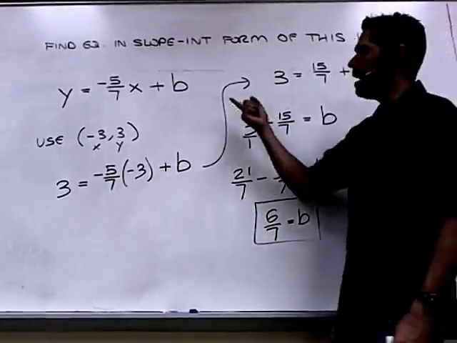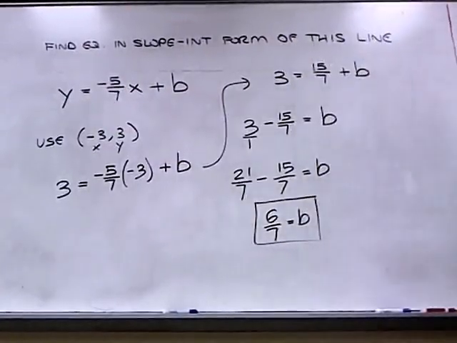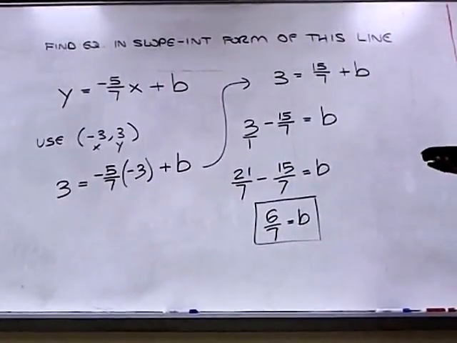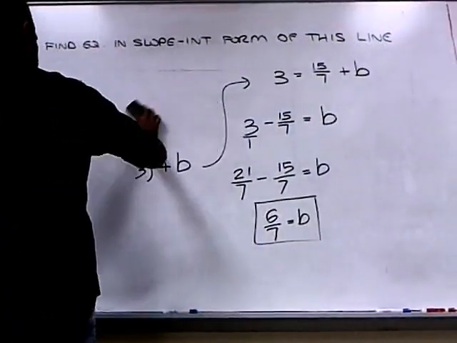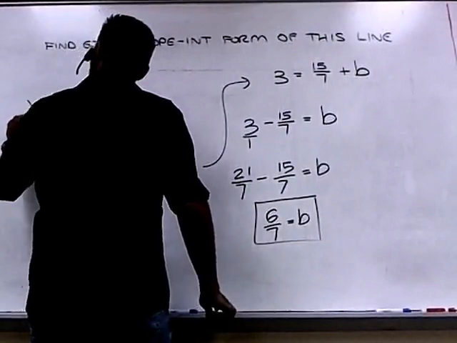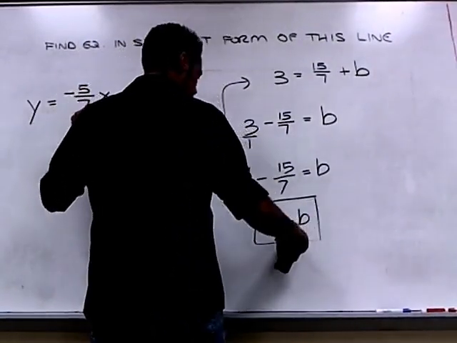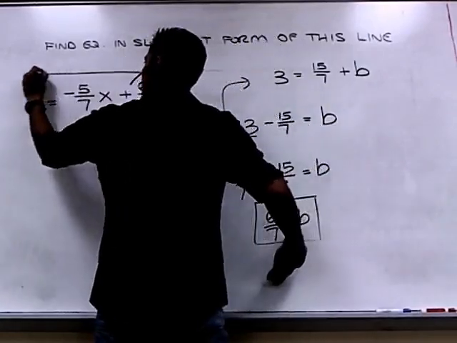We take that b and we come back here, and I'll have the equation. Any questions? I'm going to write down the final answer here, but are there any questions on this? So the answer is y equals -5/7 x, and then plus b. B is 6/7. Box it up.